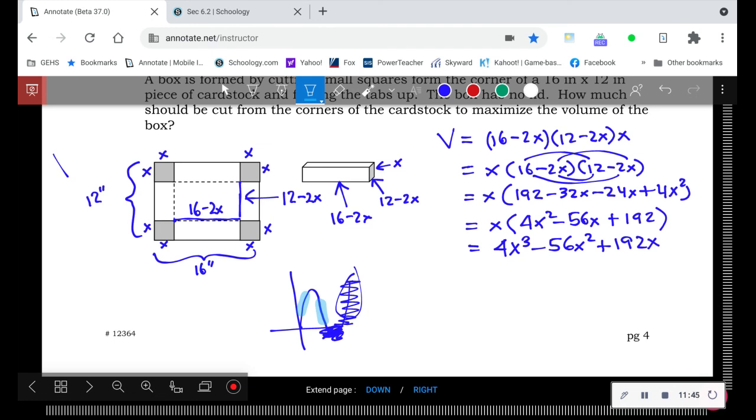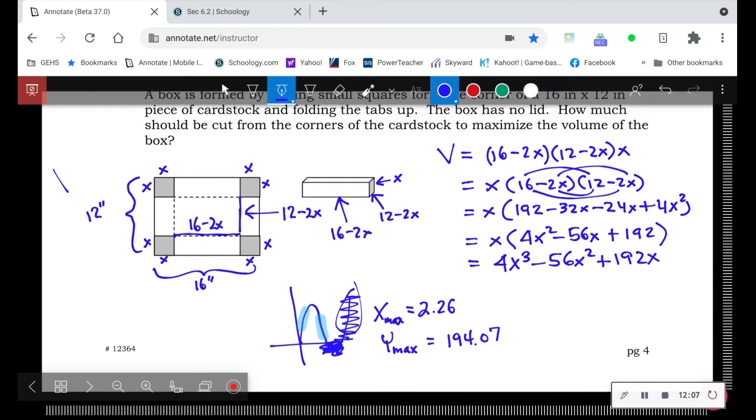It jumps to 2.26 for the X max. And the Y max, which is the volume of this thing, is 194.07.